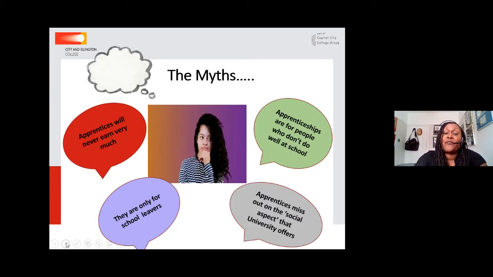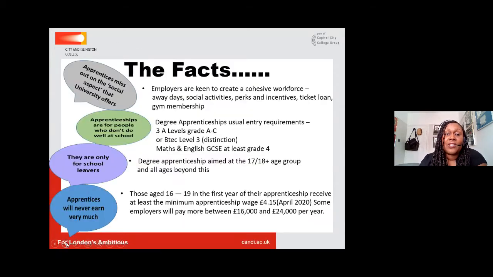Let's quickly go through some of the myths people think about apprenticeships: that they're for people who don't do well at school, that they don't earn much, that they're only for school leavers, and that you miss out on the social aspect that uni can give. Let's demystify some of these myths. Employers are aware that the social aspect is diminished in some ways, but they are trying to create a cohesive workforce. Many employers try their hardest to coordinate social activities and incentives, such as season ticket loans and gym memberships, and they try to buddy you up with other apprentices on the job as well.